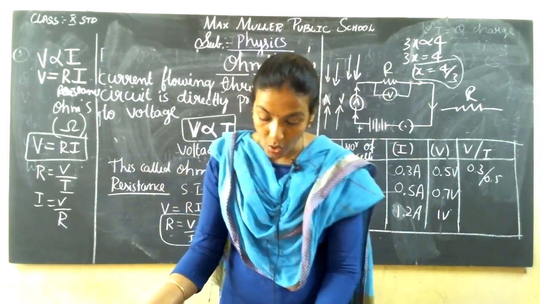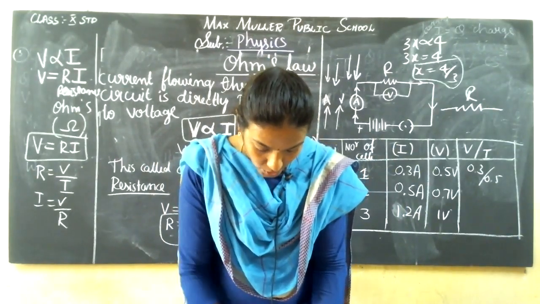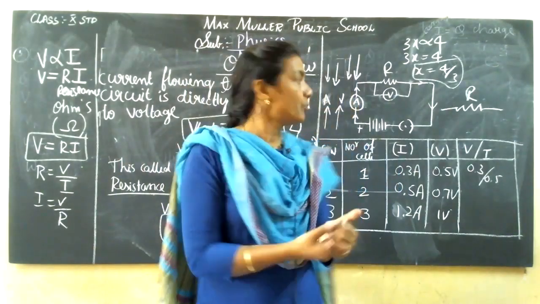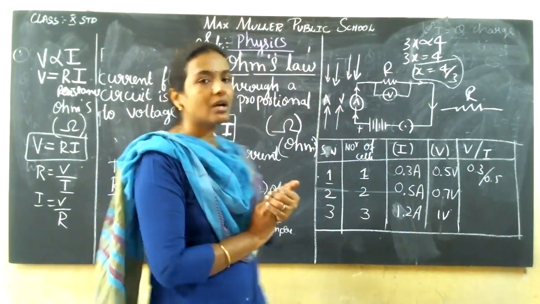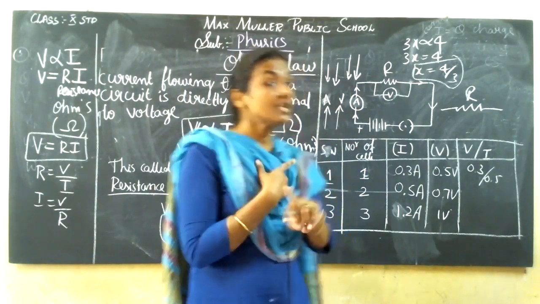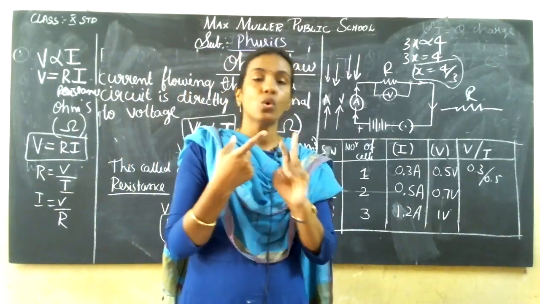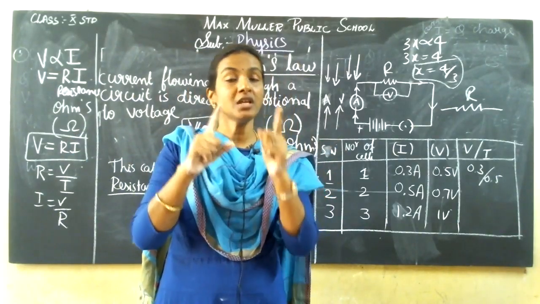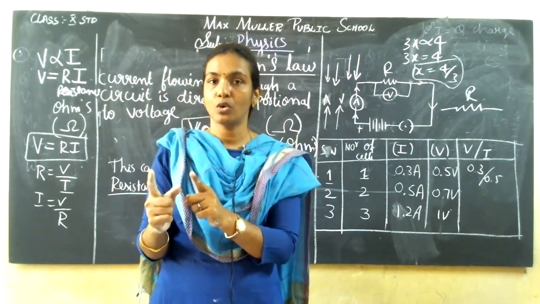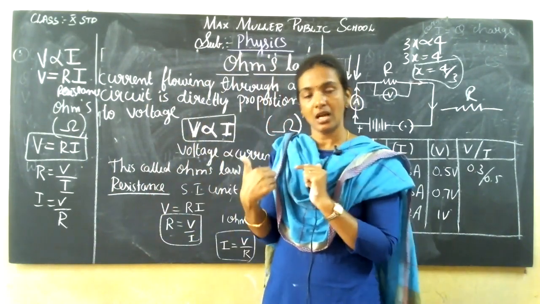This is about Ohm's law. Any doubts regarding this? I hope it is clear. So what did we all learn now? Electric current, potential difference and Ohm's law. What is Ohm's law? The current flowing through a circuit is directly proportional to the voltage. So V is directly proportional to I, voltage and current.